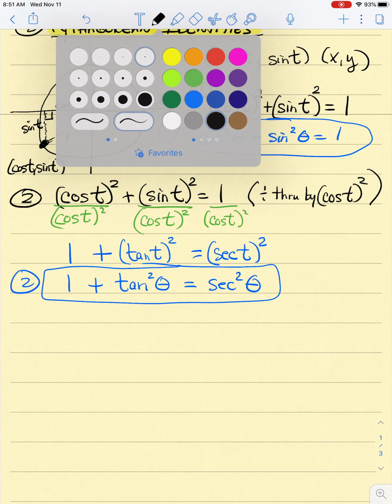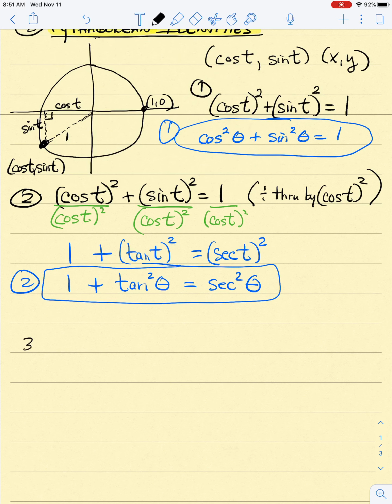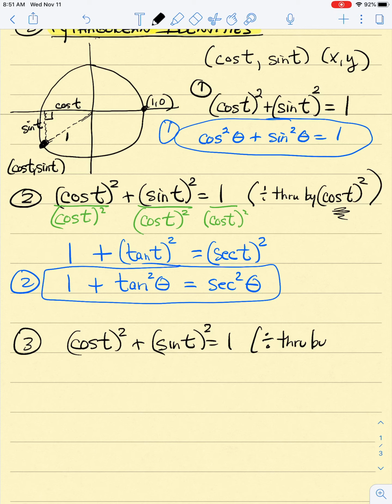Then we've got one more Pythagorean identity. Can you guess what I'm going to do? Well, if the last one I divided through by the cosine squared, then lastly, I'm going to divide by sine squared. So let's go back to that original: cosine squared plus sine of t squared equals 1. This time, I'm going to divide through by the sine of t squared.